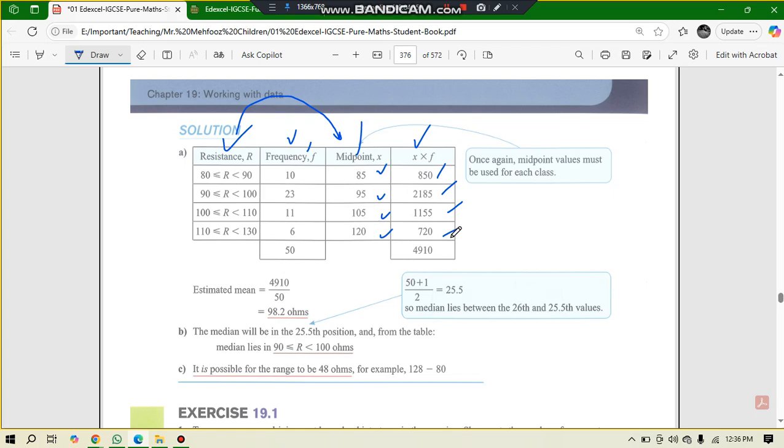Next we have to find the summation of xf and the summation of f, and then divide these two values. Your estimated mean equals 4910 divided by 50, which equals 98.2 ohms. Okay, so this first part is completed. Next, the median will be at the 25.5th position.